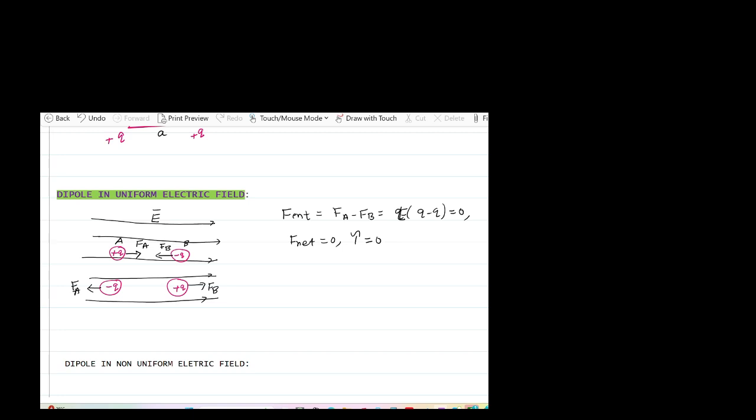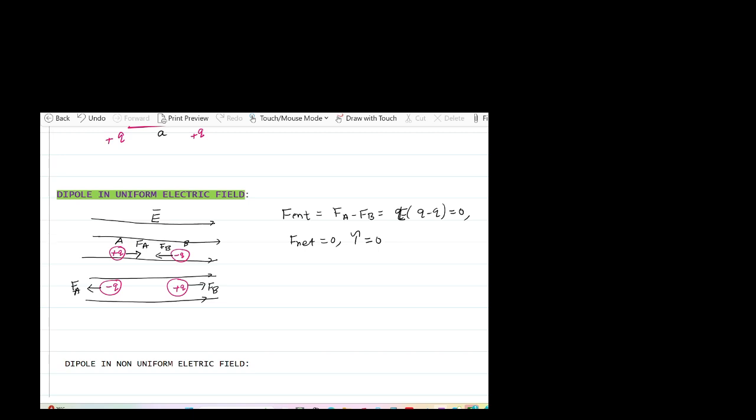But tau is not equal to 0. So there are two cases here: F net is equal to 0 in a uniform electric field, and tau is equal to 0 or tau is not equal to 0. Here I want to find the tau equation. Torque means force into perpendicular distance. Theta is the angle between the dipole moment and the electric field.